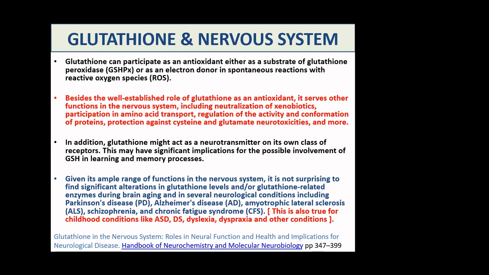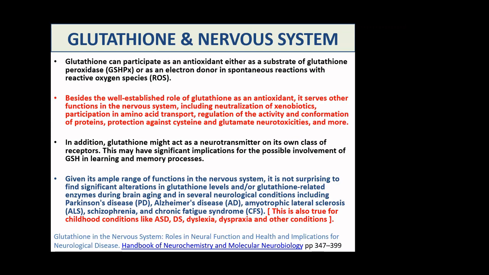So in addition, glutathione might act as a neurotransmitter on its own class of receptors. This may have significant implications for the possible involvement of glutathione in learning and memory processes. This is another, in inverted commas, new function of glutathione, right? If it's true, it's not new. It's been doing this job for a long, long time. It's only now that the scientists are discovering, apart from all this important function, including being a signaling molecule, it is possibly also a neurotransmitter, meaning it participates directly in the function of your nerves and the brain cells.